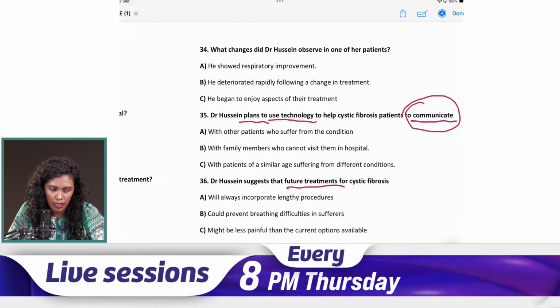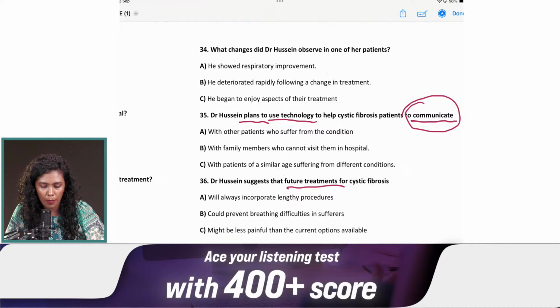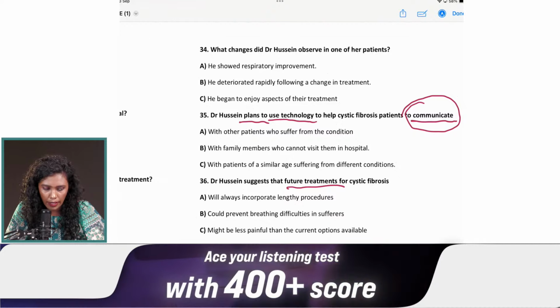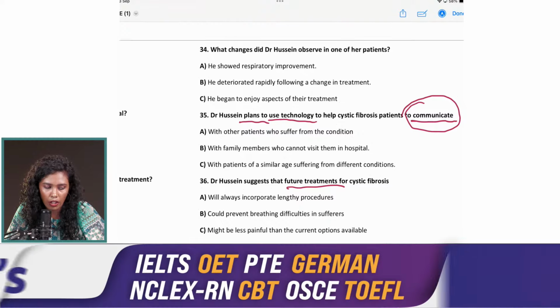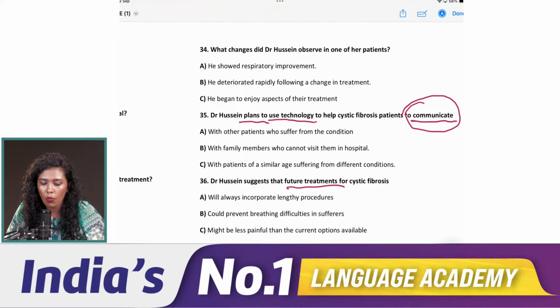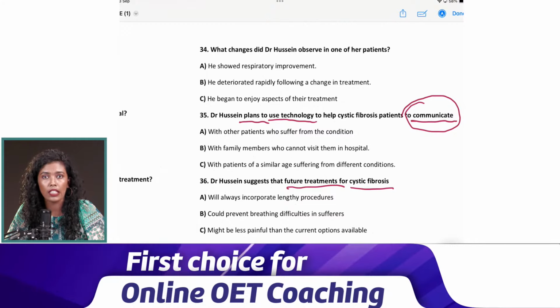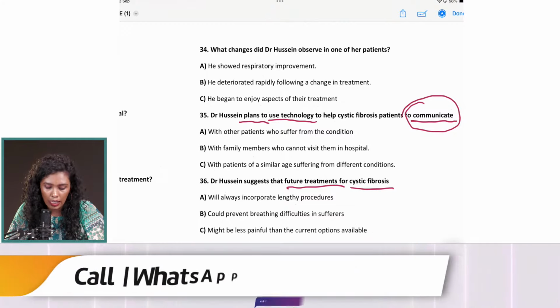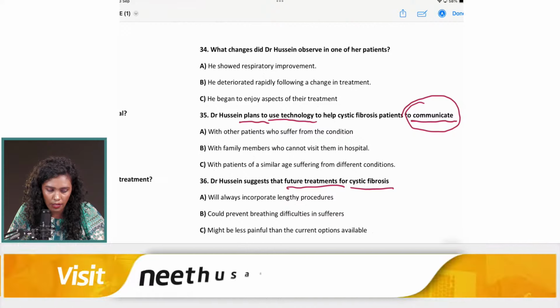Tell me the type of question over here. We have 3 options over here. We'll always incorporate a lengthy procedure. What will we incorporate? Yes, Divya, future treatment. What do you think is going to be future treatment? Cystic fibrosis. Yes, you're right, Roshna. You have another keyword over here, that is cystic fibrosis. Atulya, you're right. That's going to be an opinion. Why did you come up with that? Yes, Divya, that's going to be opinion.